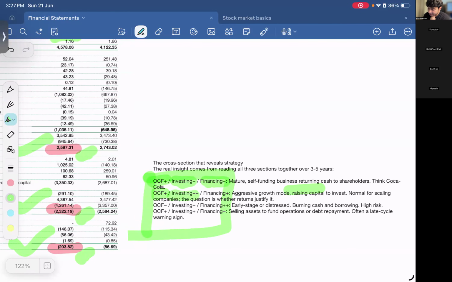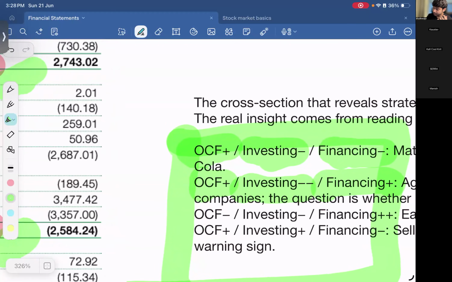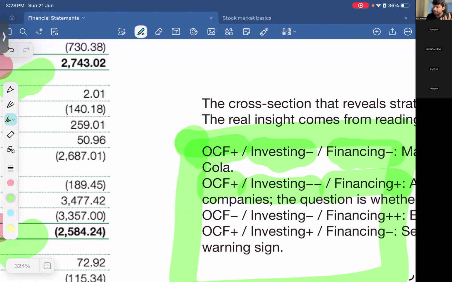Investing is negative and financing is positive. What does that mean? Actually, this should be intuitive to you. If I were to ask you, if some company generates positive cash flow from operations, but is giving out money as investments and has positive finance, what does that tell me? I'll just wait for maybe 10 seconds. You can answer in the chat.